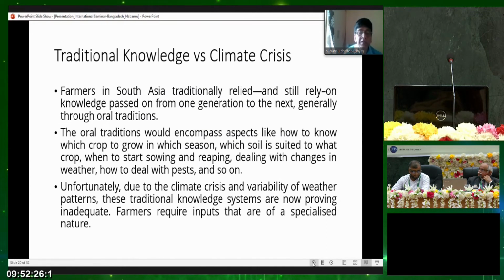And another perception in South Asia is about traditional knowledge. If you go to the village, farmers are still using the traditional knowledge, which was working 40 years back, but there is already evidence that traditional knowledge is not adequate. They have to be given very scientific kinds of information.